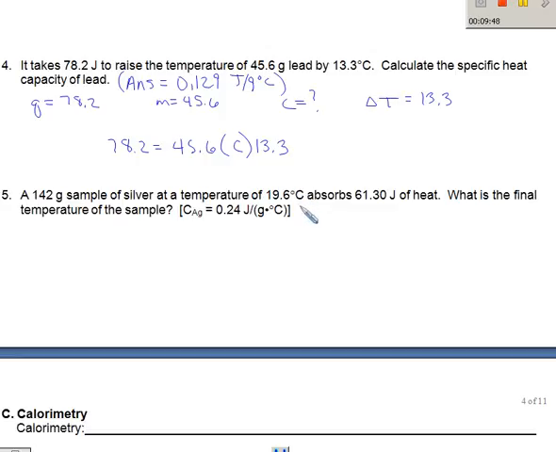So your final temperature, TF, equals 21.4 degrees C. Don't worry if you can't get this one. Just think of it as a fun but challenging one.